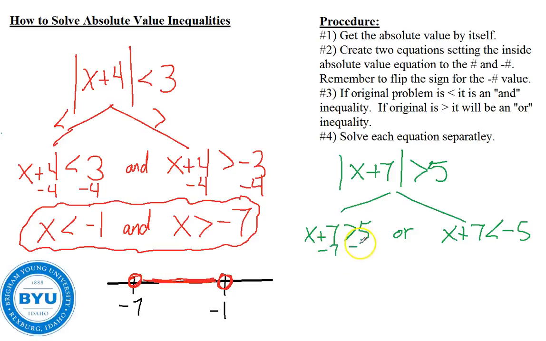We subtract 7 from both sides. I get x is greater than -2. Or when we subtract 7 here, it's x is less than -12.